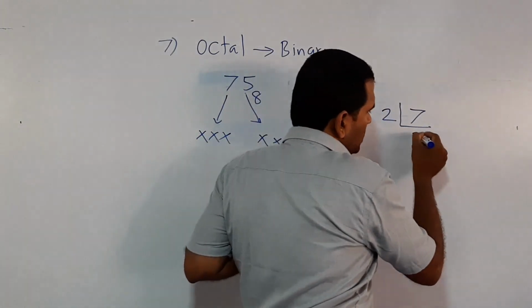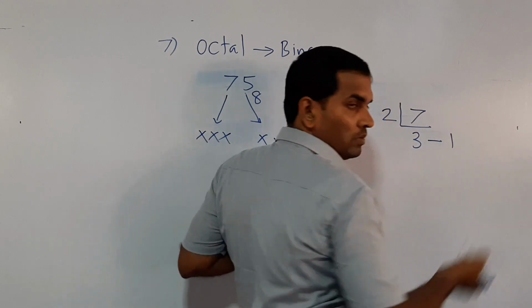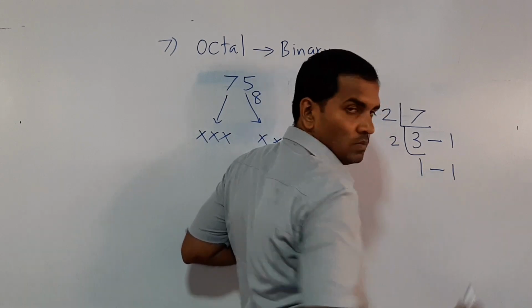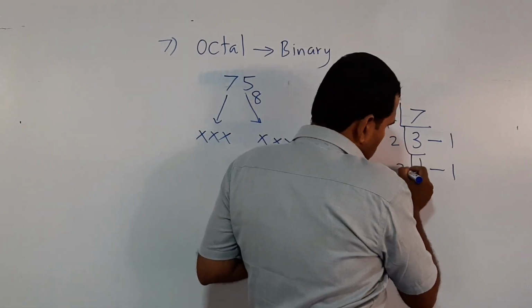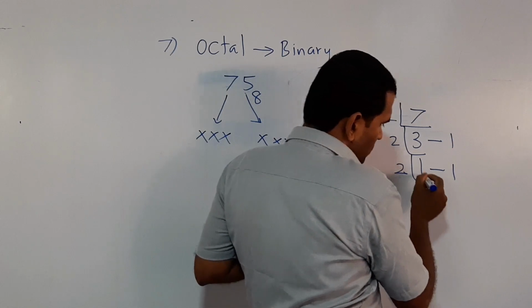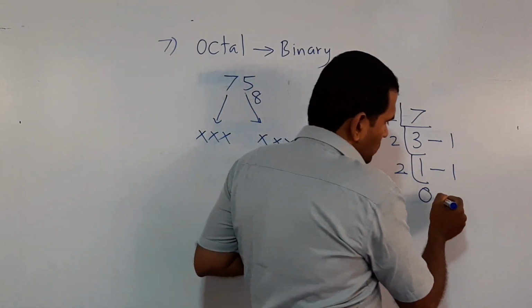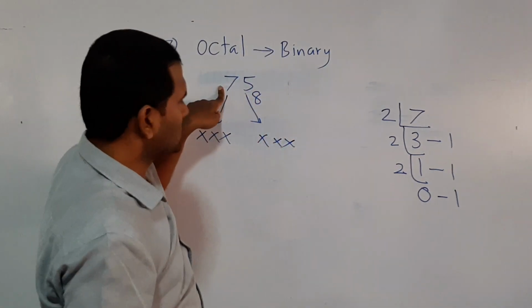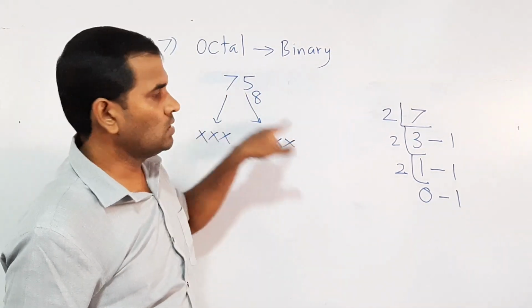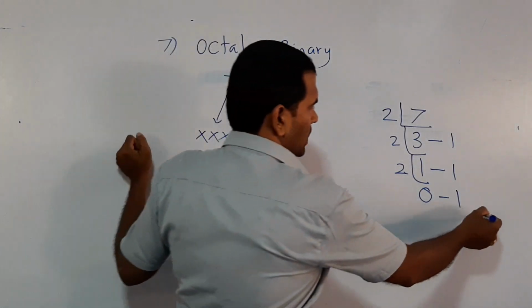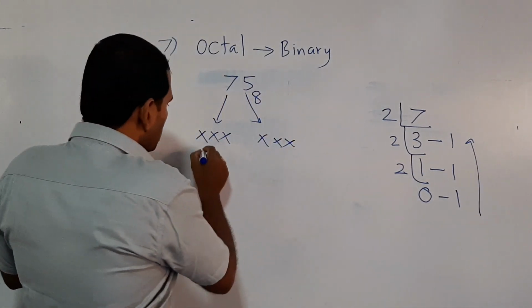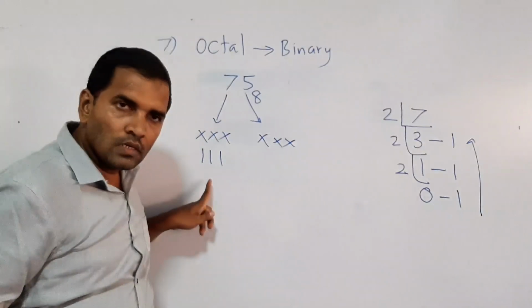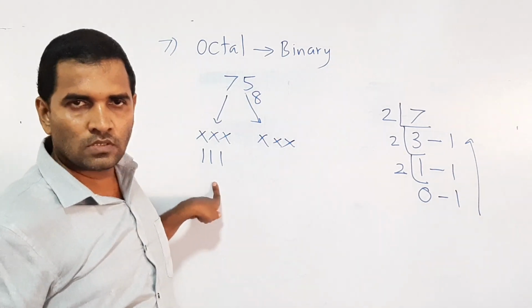So divide: 3 times, 1 remainder. Further divide that: 1 time, 1 remainder. Divide it further by 2: 0 times, because 1 is smaller, 1 remainder. So this octal digit 7 is equal to the binary number 1, 1, 1. This is 1, 1, 1. One octal digit represents 3 bits.